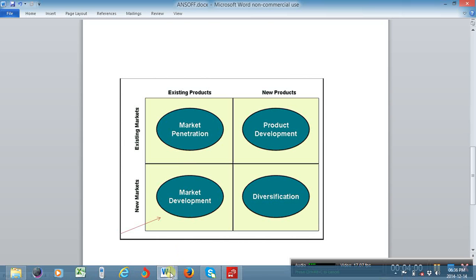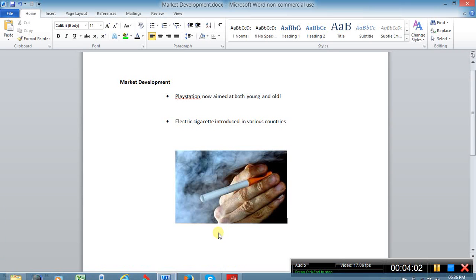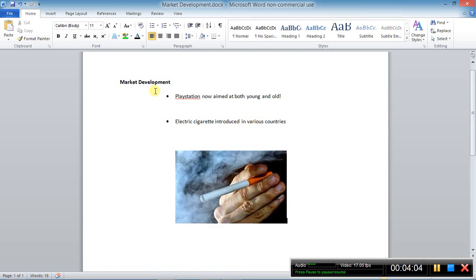Let's have a look at some current day examples. Now remember, market development, we're looking at existing products to new markets. An example could be in terms of PlayStation. PlayStation came out originally being targeted to younger individuals. Nowadays, it's aimed at both the young and the old. Another example could be the electric cigarette that was introduced in one country, and now we are seeing it in many countries.